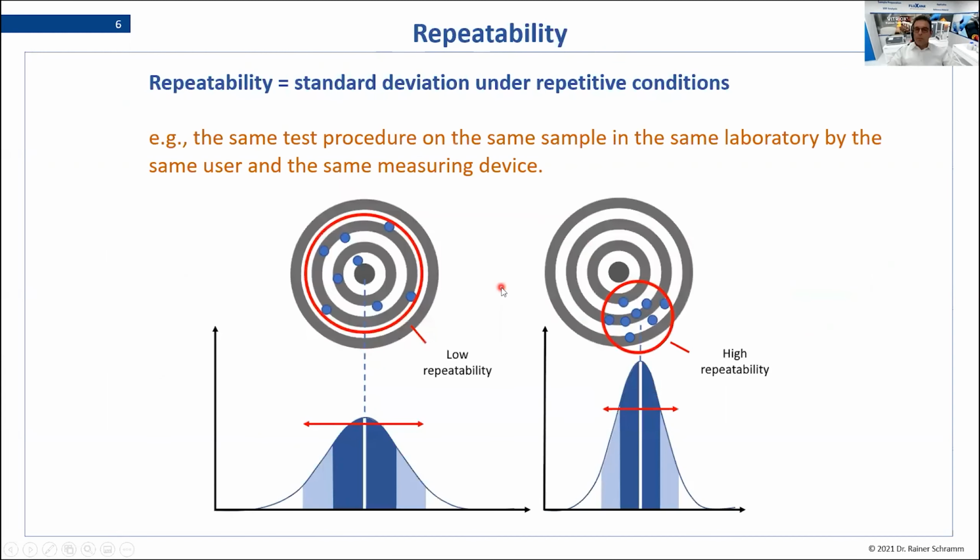So the first parameter I want to explain is the repeatability. This is the standard deviation of your repeat measurements, and it is assumed that you use the same test method, same sample, same laboratory, same user, same measuring device. So everything is kept constant, and then you get a certain distribution of your values, which could have a very high repeatability or a very low repeatability. This is nothing else than the standard deviation of your values.